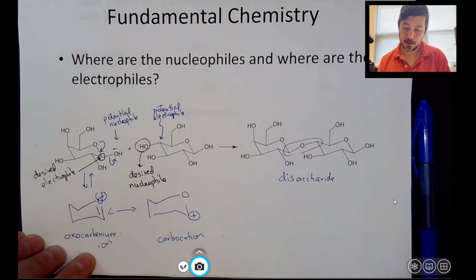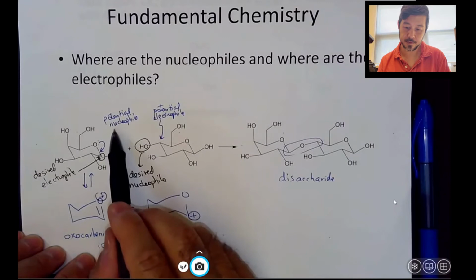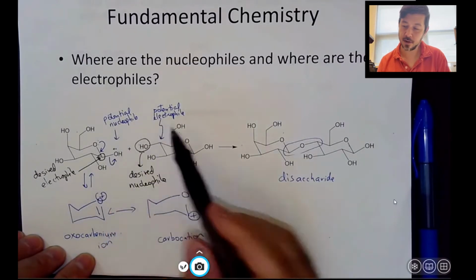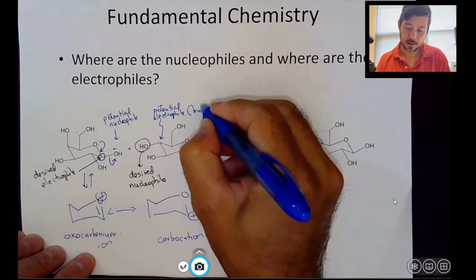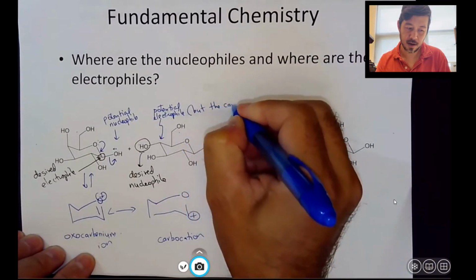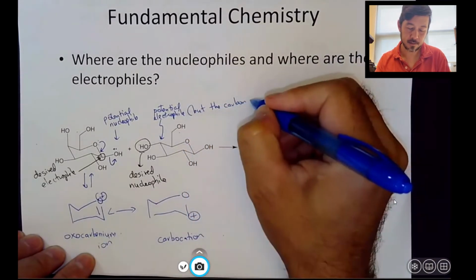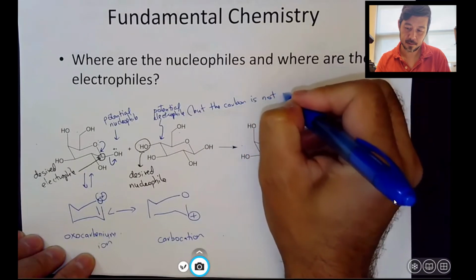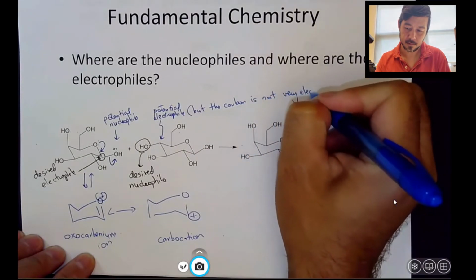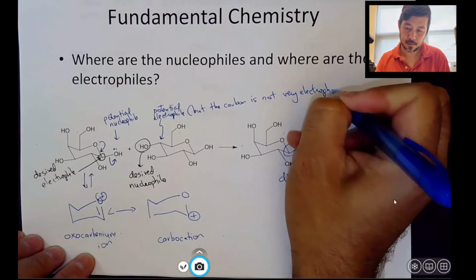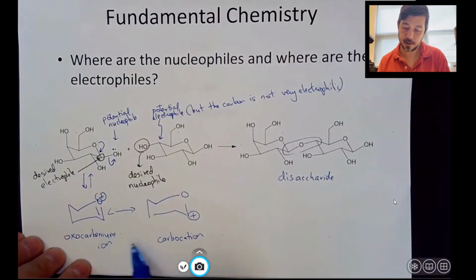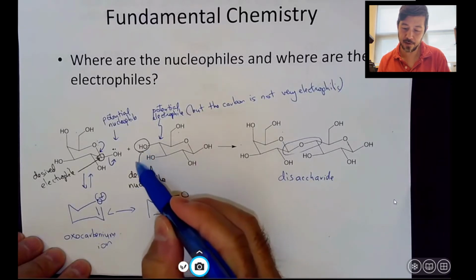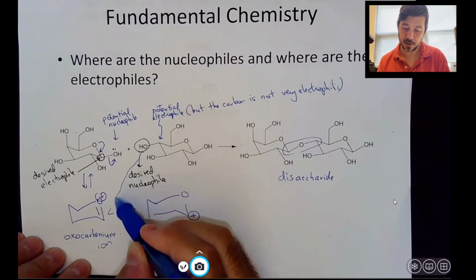Okay, so again, just to recap, potential nucleophile, potential electrophile, they're really not so good, right? The carbon here is not electrophilic at all. The best way to do this is through an oxocarbenium ion to generate a resonance stabilized carbocation, and then the desired nucleophile can come and eventually attack.